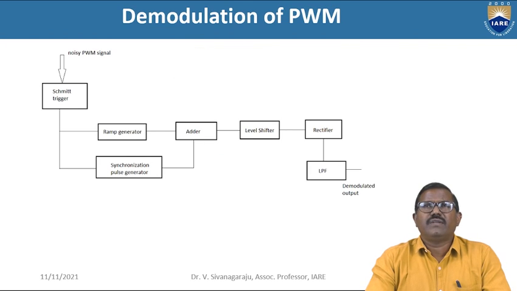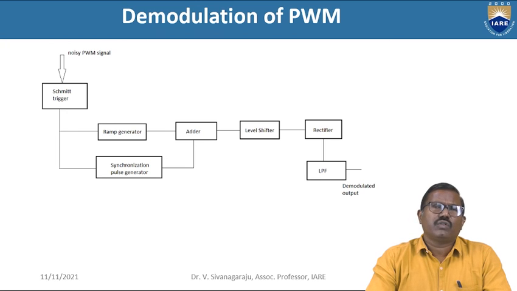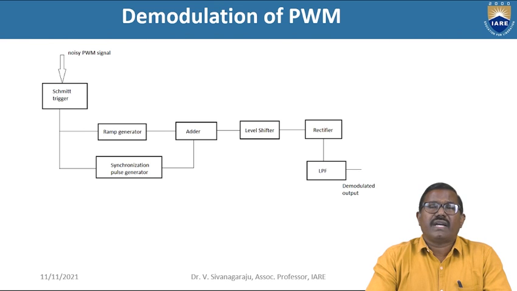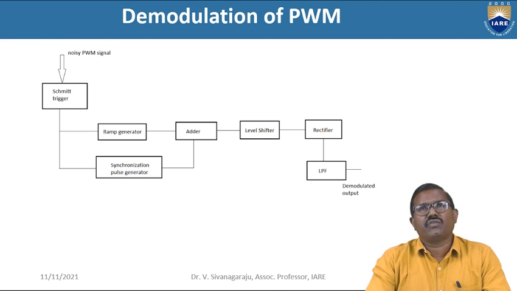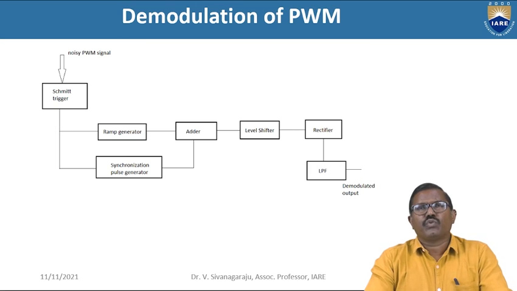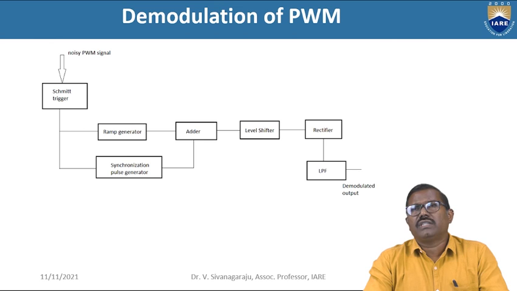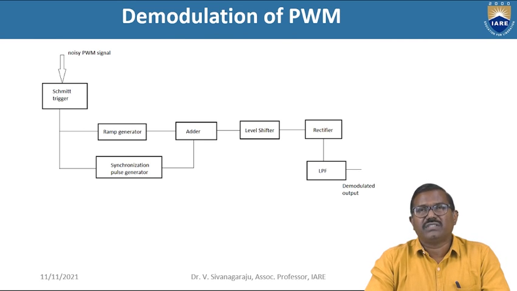Now the demodulation of PWM. Here we are giving a noisy PWM. Why noisy PWM? Whenever the signal enters the channel, additive white Gaussian noise is added and the signal gets corrupted. That's why we call it a noisy PWM signal. This received signal is applied to the Schmitt trigger. The demodulation circuit has a Schmitt trigger, ramp generator, adder, synchronous pulse generator, level shifter, rectifier, and finally an LPF, low pass filter, and finally you get the demodulated output. The demodulated output is the continuous message signal.